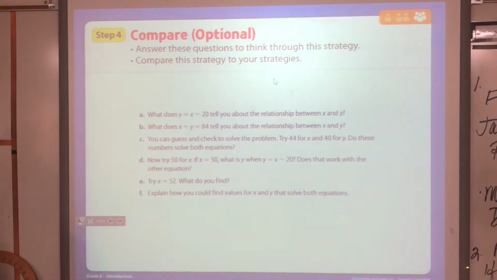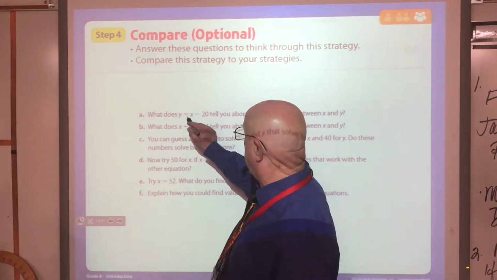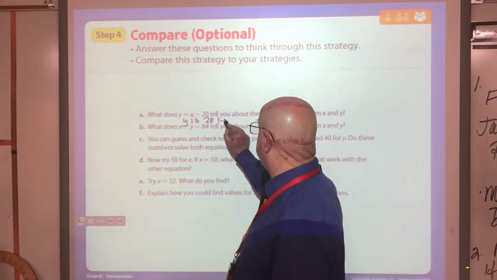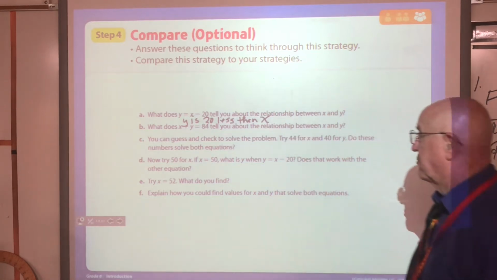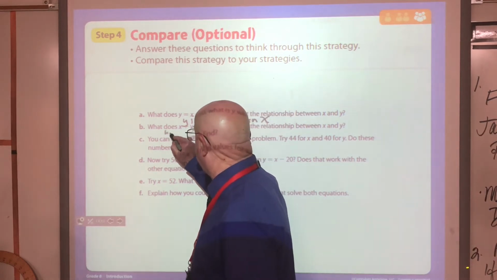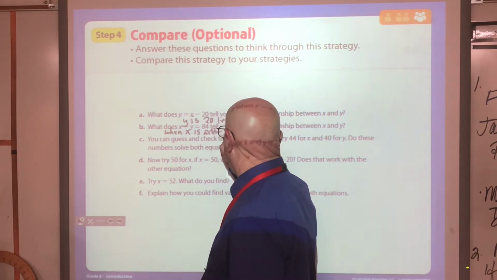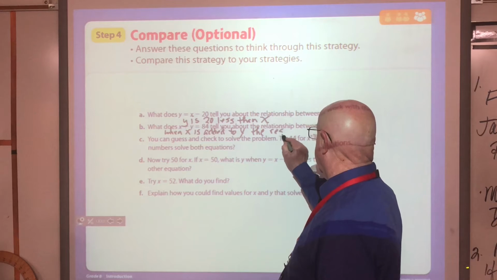All right, so the question that we had to ask ourselves was, what does y equal x minus 20 tell you about the relationship between x and y? Well, it tells you that y is 20 less than x. All right? What does x plus y equal 84 tell you about the relationship of x and y? It tells you that when x is added to y, the result is 84.